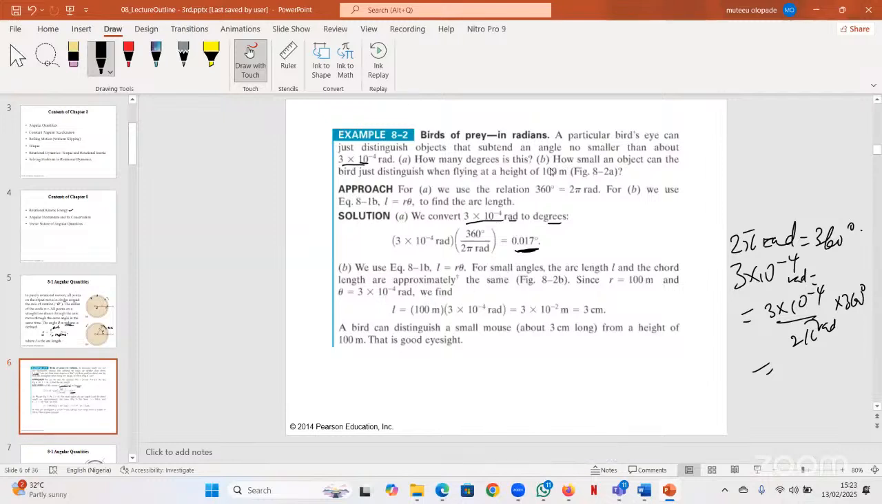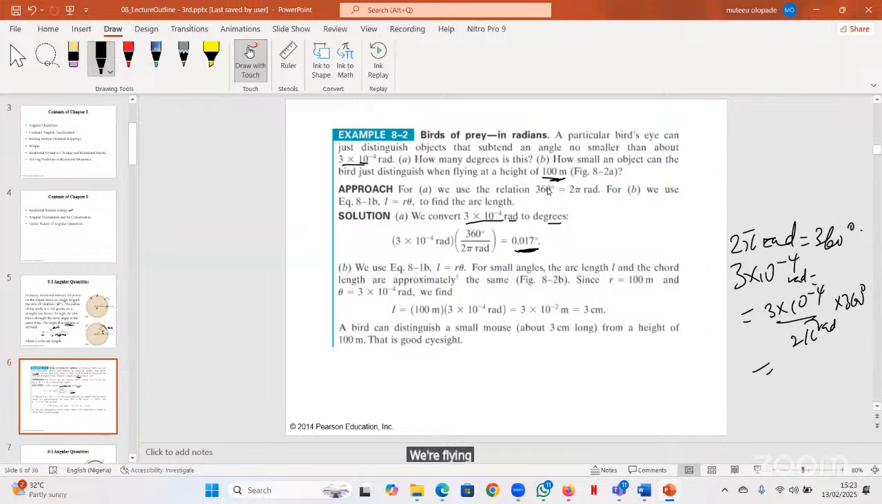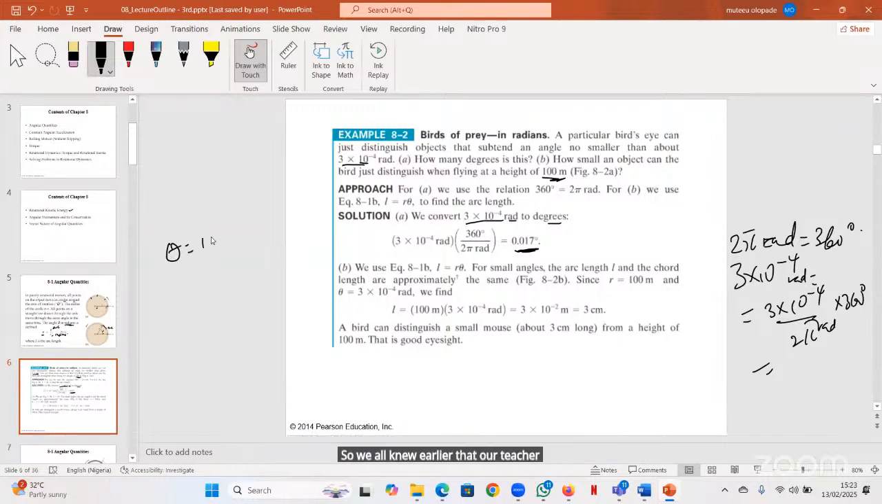Now, the second question: how small an object can the bird just distinguish when flying at a height of 100 meters? So we all knew earlier that our theta is equal to what? R divided by L.